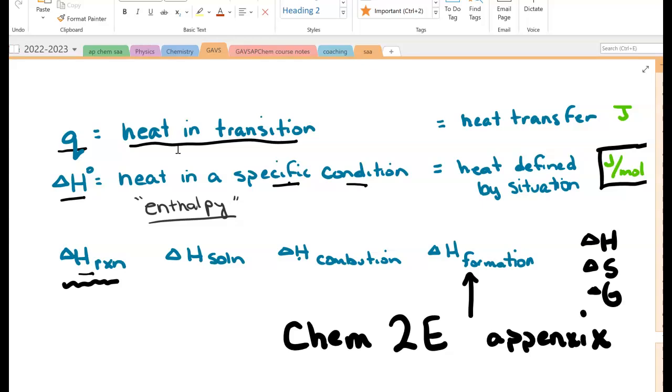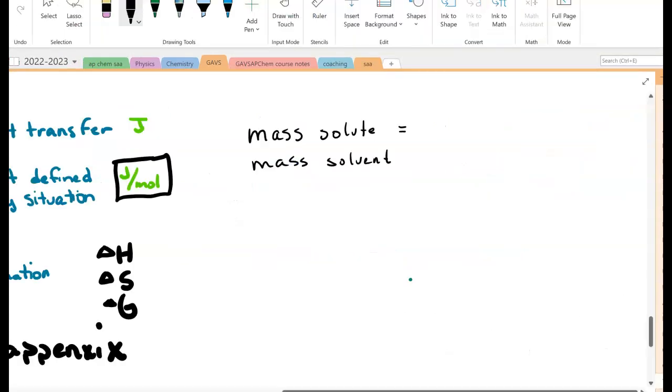Q is heat. Delta H is enthalpy. You might see the enthalpy of a reaction, however much energy per mole of material in the reaction caused it, or enthalpy of solution, however many moles got dissolved in water that caused a temperature change which was related to the heat, or enthalpy of combustion, or heat of formation. But you want to know how to solve a particular problem.